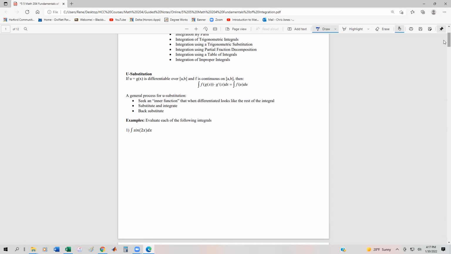But truly, this is a U substitution problem. So here's what we're going to do. We're going to let U be equal to the interior function, which is 2x. We still need to substitute for dx, so we're going to find a derivative, and du is going to be equal to 2, since the derivative of x is 1, so we're left with 2 dx.